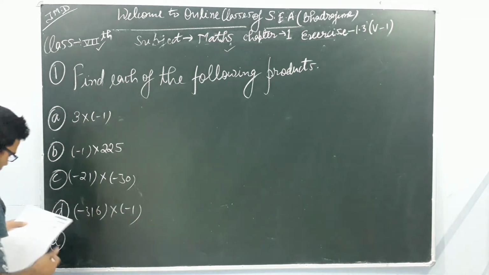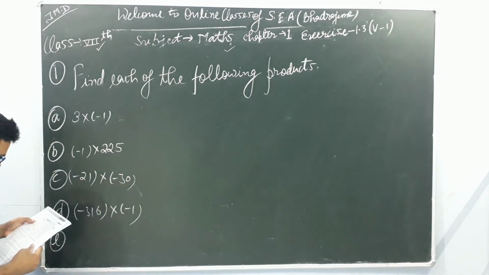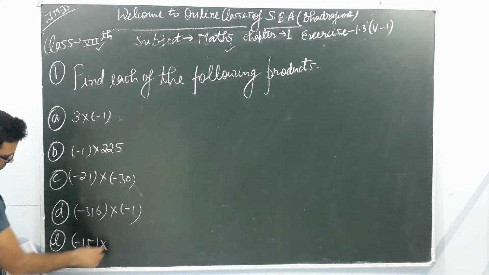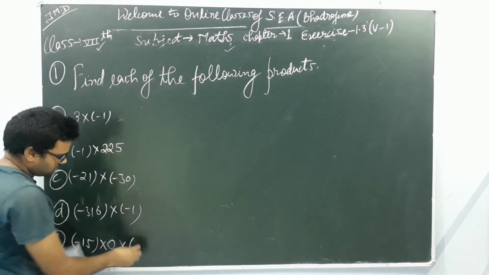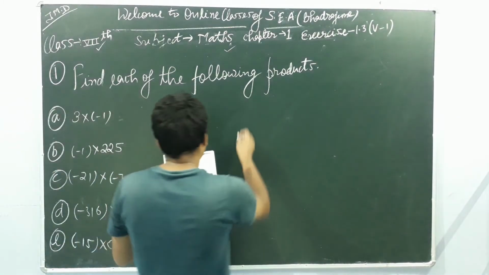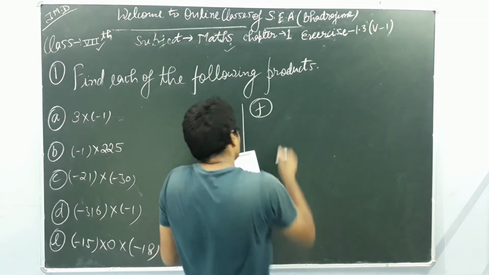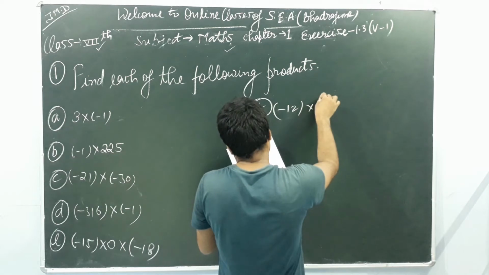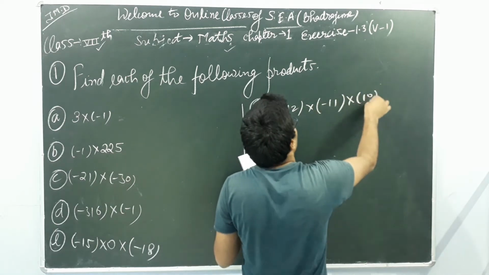Part E is minus 15 multiplied with 0 and further multiplied with minus 18. After that, part F is minus 12 multiplied with minus 11 further multiplied with 10.